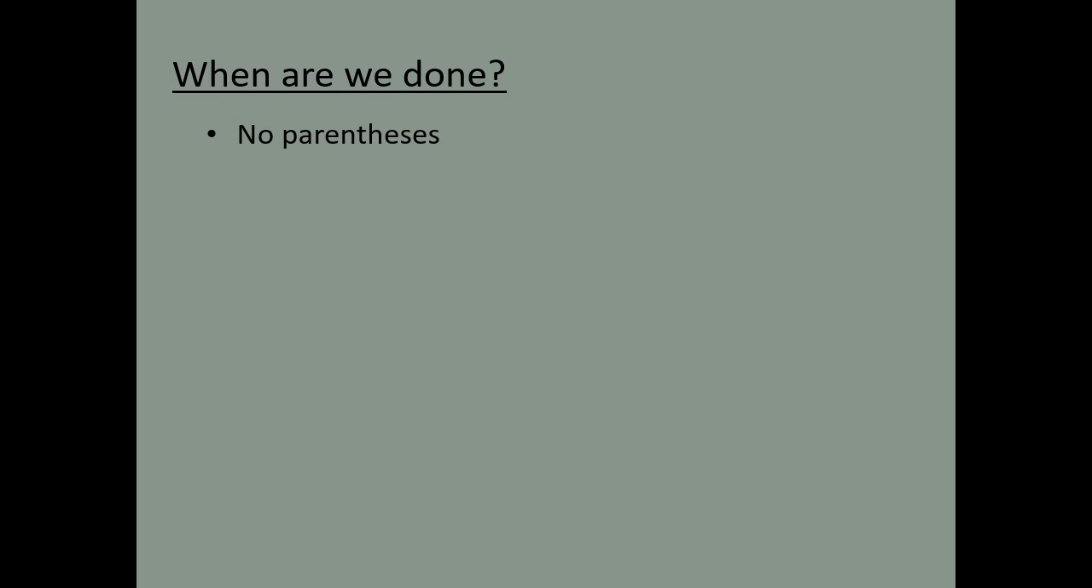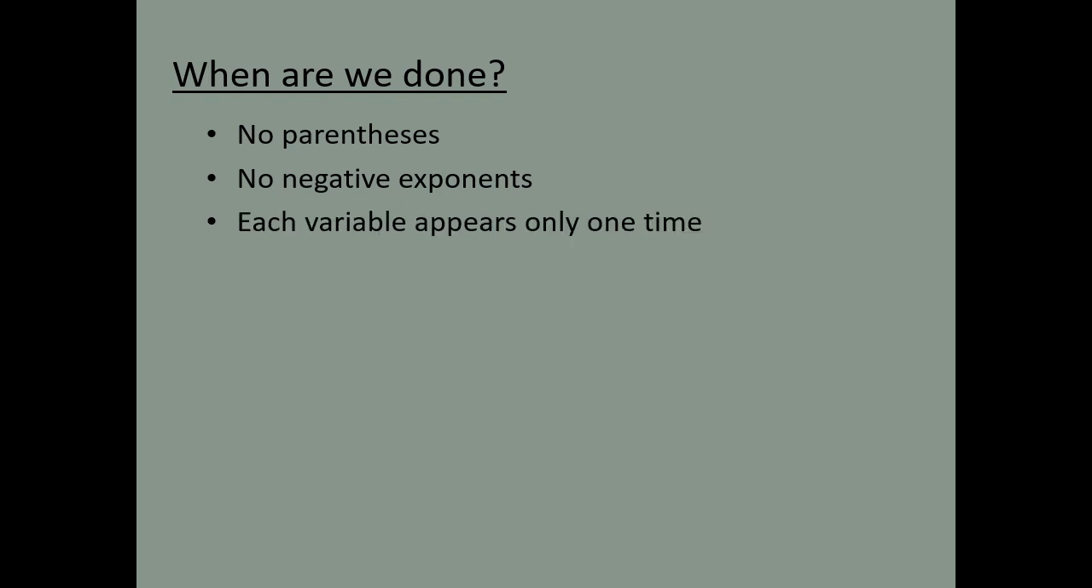Now I want to end by answering a question that I often get. How do we know when we're done simplifying? There should be no parentheses in your answer. There should be no negative exponents. Each variable should only appear one time. That's actually assuming that there's no addition or subtraction in the problem. But the majority of these, if not all of them, will just have products and quotients. And this last one actually is more general. This kind of takes care of all of them.